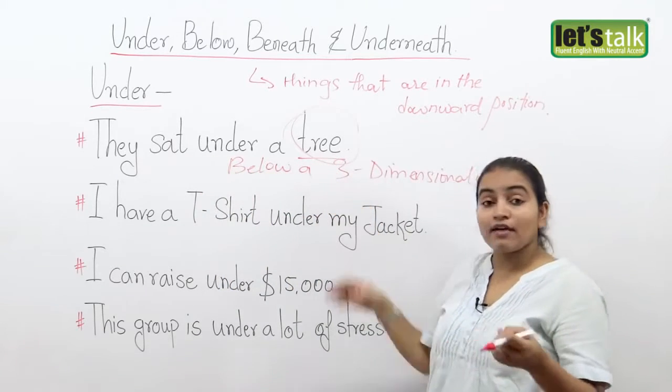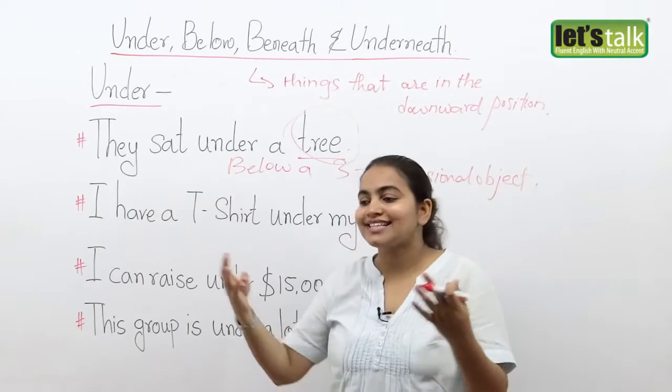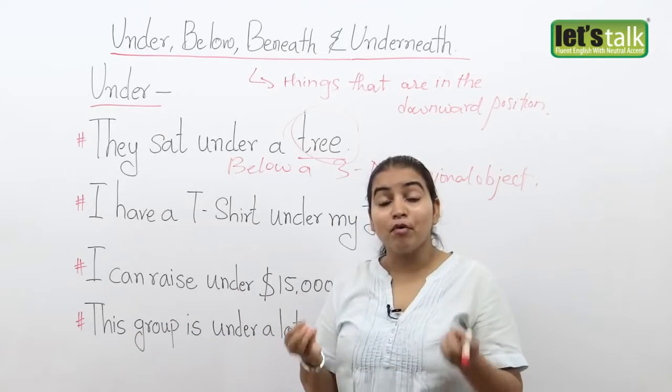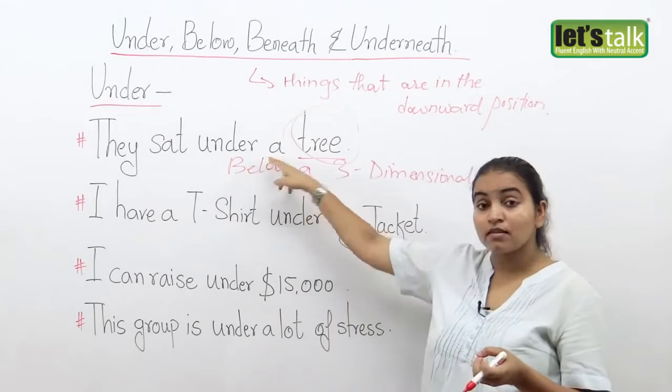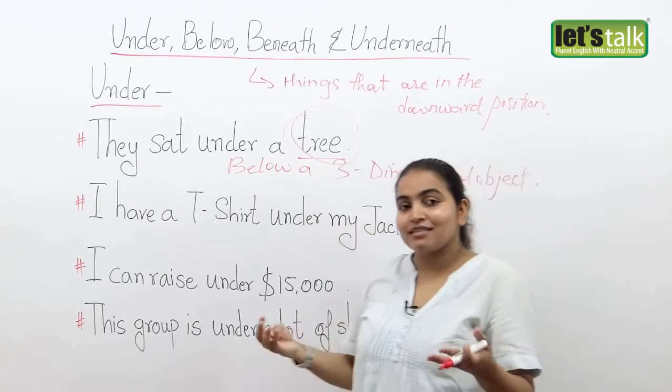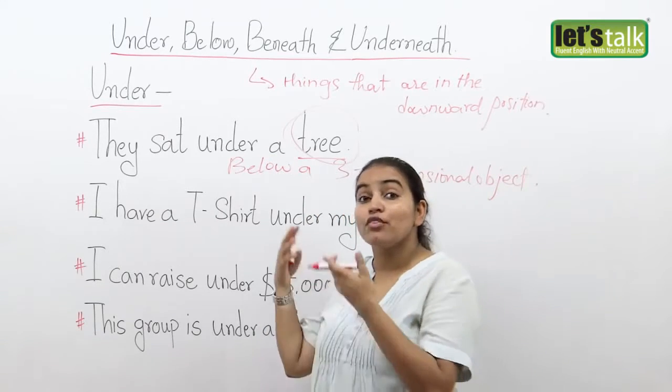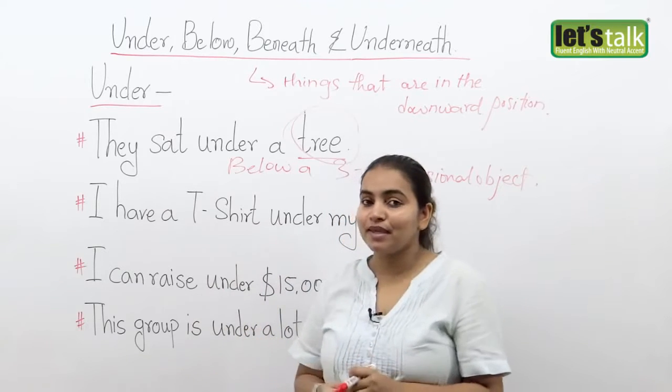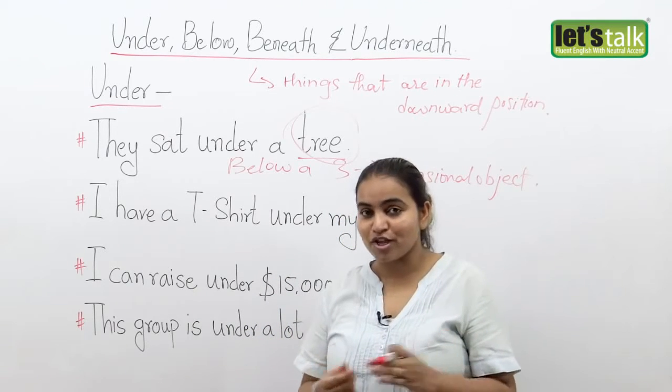For example, I could have a three-dimensional object like a table. I can say that the book was under the table. Or I could say that the cat was sleeping under the chair, again being a three-dimensional object.